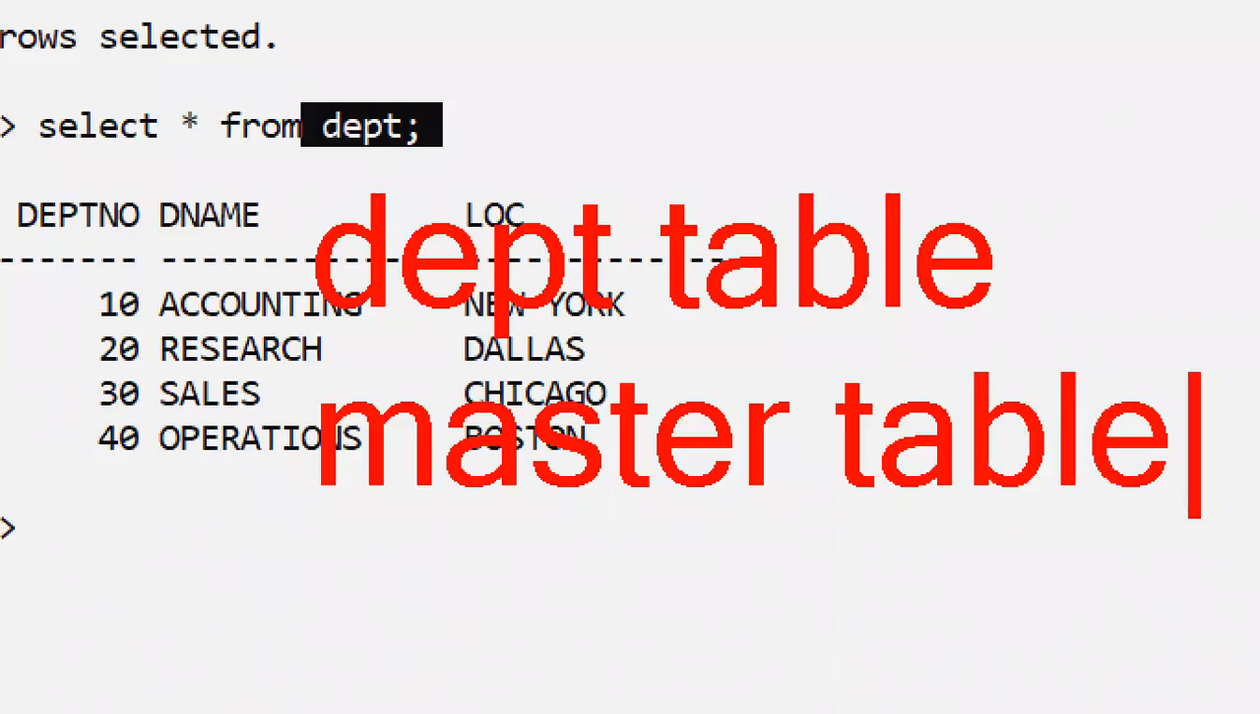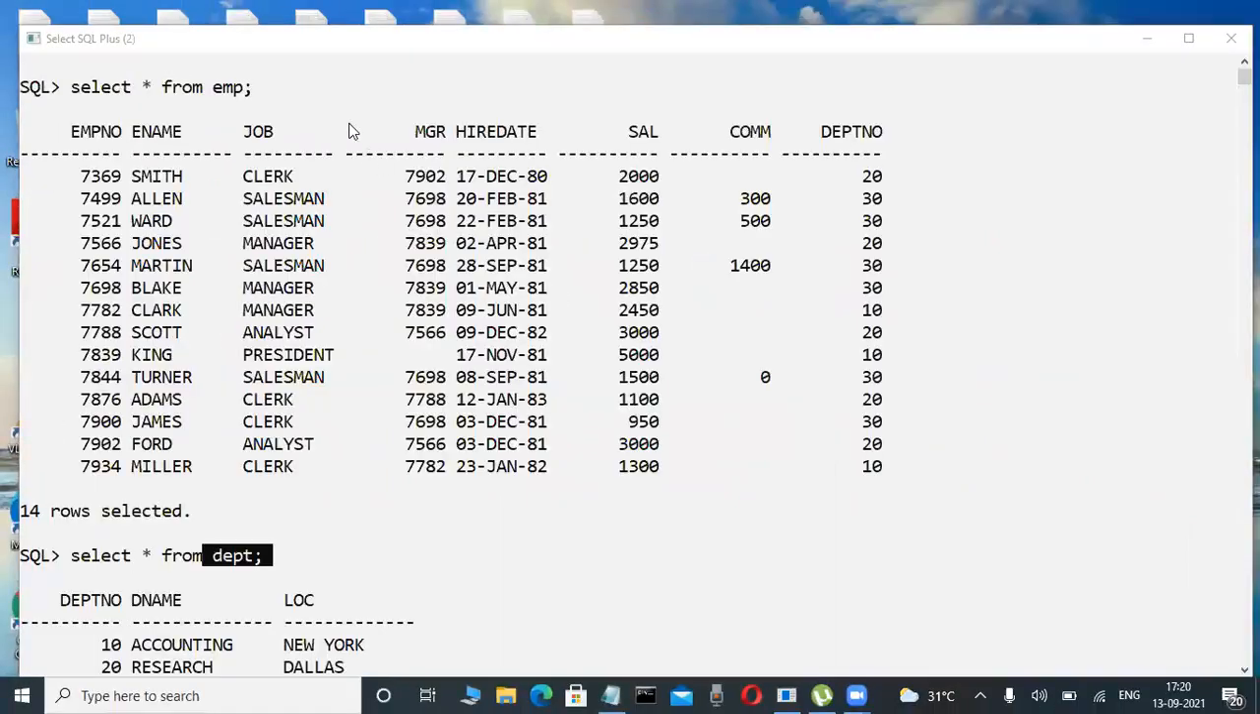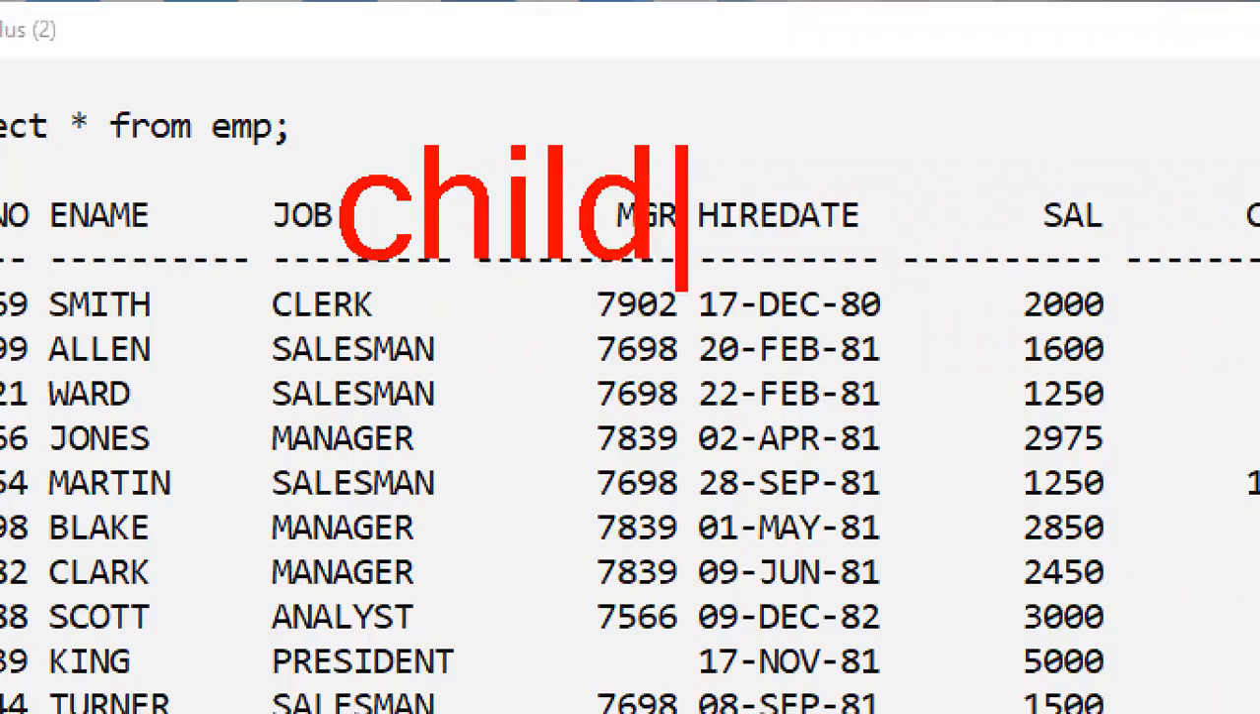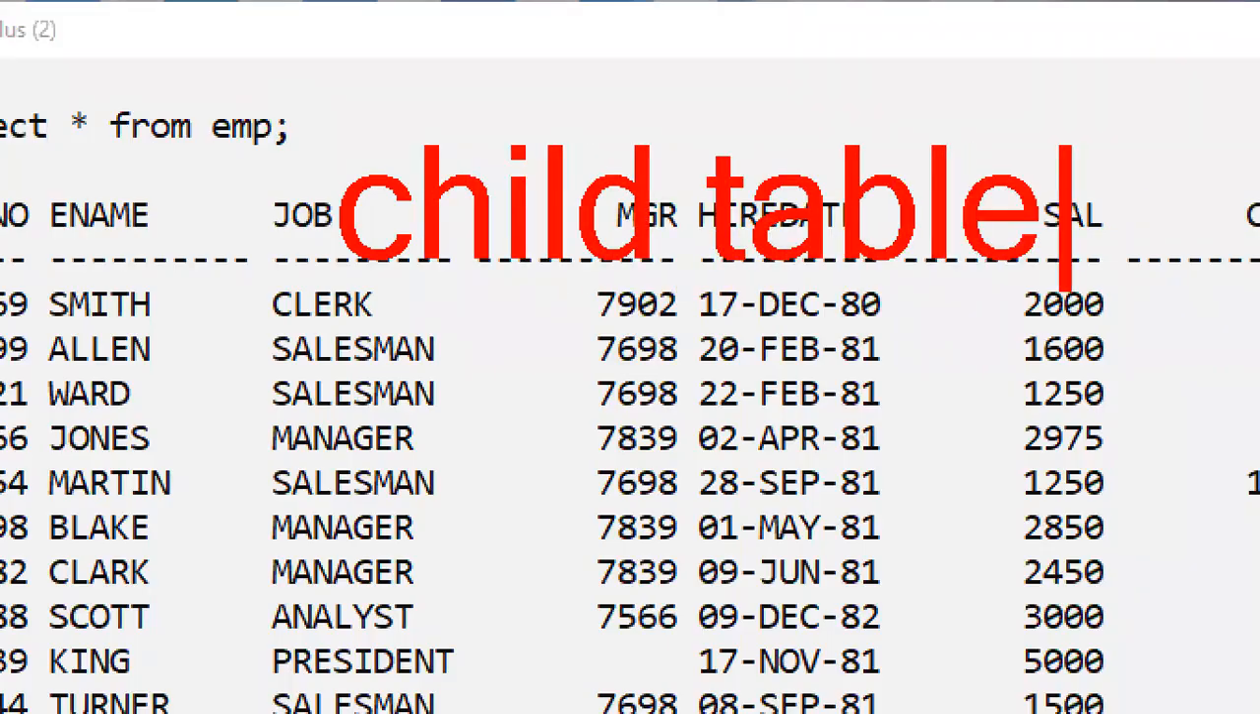Very good. Some fellows are guessing DEPT is a master table in this one. Again, EMP is what? A child table. Okay, fine. Some experienced persons are guessing that DEPT is the master table and EMP is a child table.